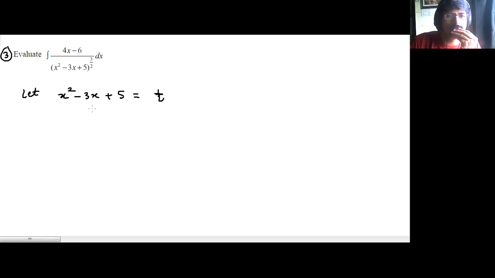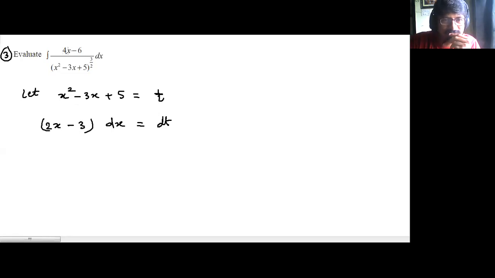When you differentiate both the sides, x square will become 2x. Minus 3x will become minus 3. And this will become dx. And that will become dt. Okay. Now we are differentiating with respect to x on both the sides. So now this became 2x minus 3. Now 2x minus 3 is nowhere over here.